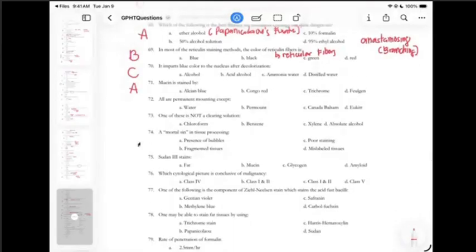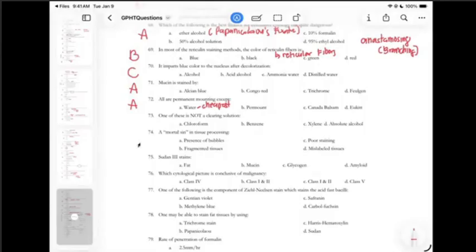So 71, letter A. No? So Congo red, that's for amyloid. No? Feulgen technique that can be useful for the nuclear DNA. So 71, letter A. 72, all are permanent mounting media except water. So water can be used as a mounting medium pero hindi siya permanent. No? Ito rin yung sinasabing cheapest mounting medium. No? So the other choices, Permount, Canada balsam, and Eukitt, mga resinous mounting medium to. So for long-term storage, permanent storage.